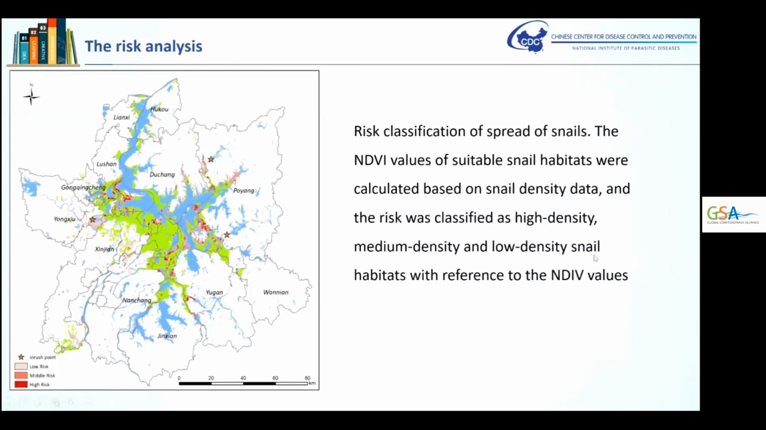And then we get the risk map, the risk classification of the spread of snails. The NDVI values of suitable snail habitats were collected based on snail density data, and the risk was classified as higher density, medium density, and low density snail habitats with reference to the NDVI values.